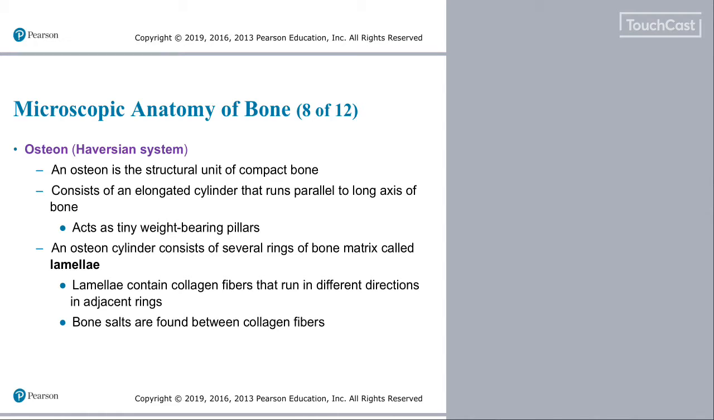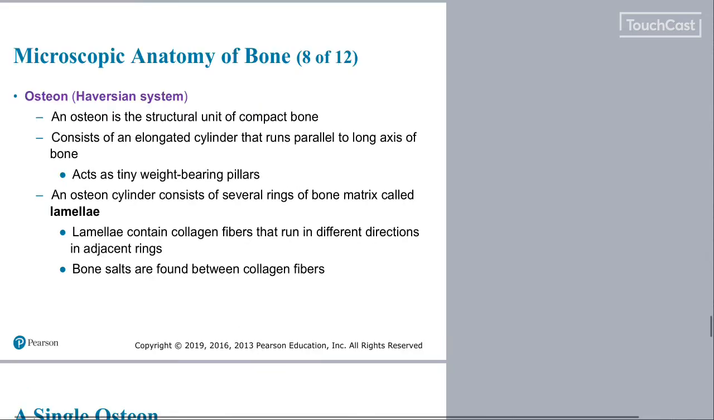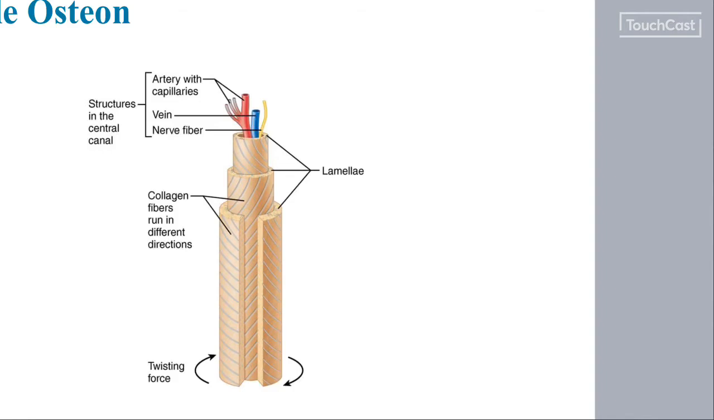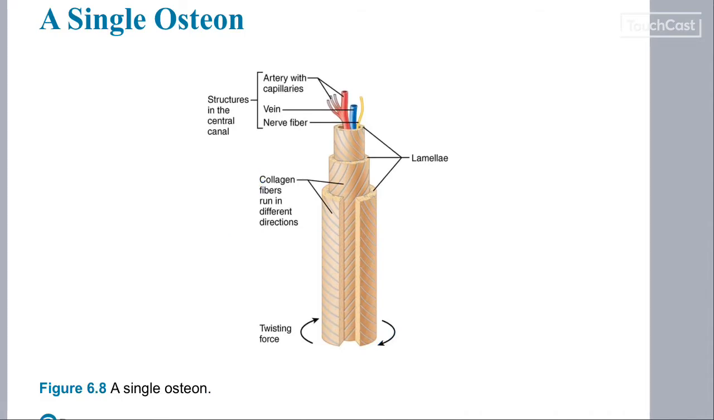So they're going to run in the same direction, and they're going to basically act as like a weight-bearing pillar for the bone. So the osteon cylinder consists of a bunch of different rings, like we said, called lamellae, and within these lamellae they have collagen fibers that are going to run in different directions to help give the bone its toughness and resiliency. So in between these collagen fibers, we're going to find bone salts. So if we zoom in here and we look at this lamellae, we can see the collagen fibers running in one direction, and then the next ring, they're going to run in the opposite direction, and so on and so forth. So what this helps to do is resist any kind of twisting or stretch or strain.